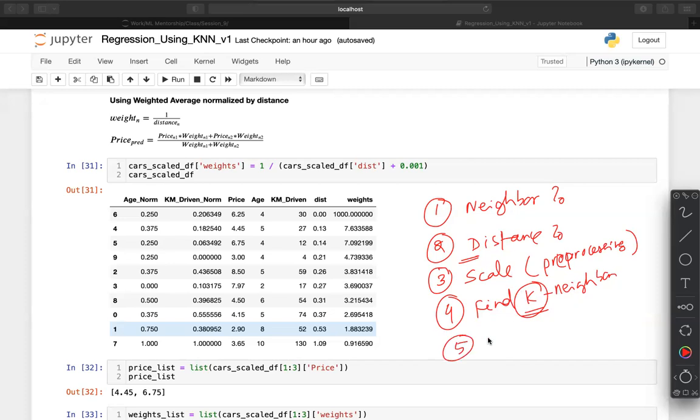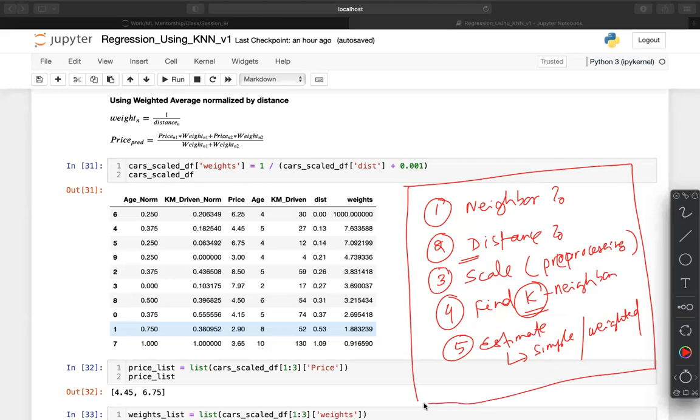And then we estimate the outcome variable, either using a simple average or a weighted average. So these are the key ideas of the KNN algorithm.